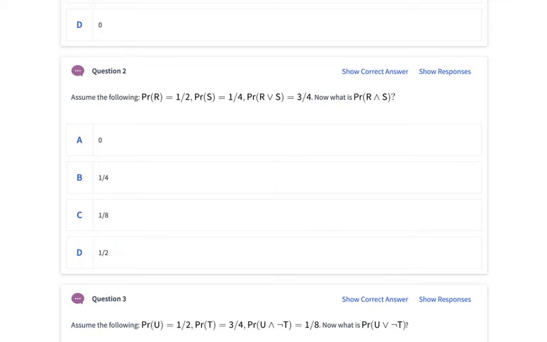So let me switch to the other screen. So I'm just going to write down for myself though what these probabilities are. So the probability of R equals 1/2. Probability of S equals 1/4. And the probability of R or S equals 3/4. And we're asked, what is the probability of R and S? So now let me switch over. All right.